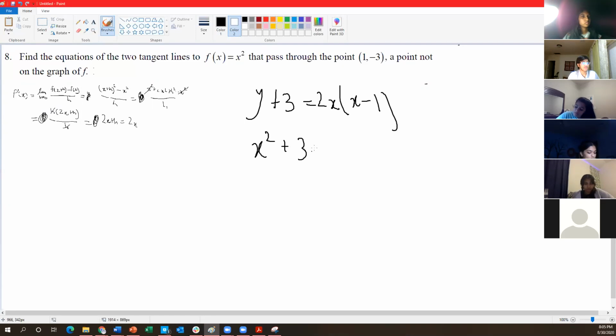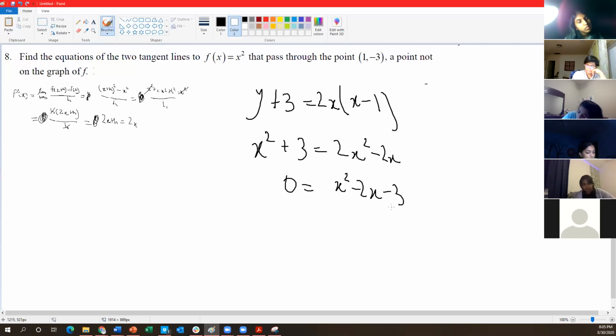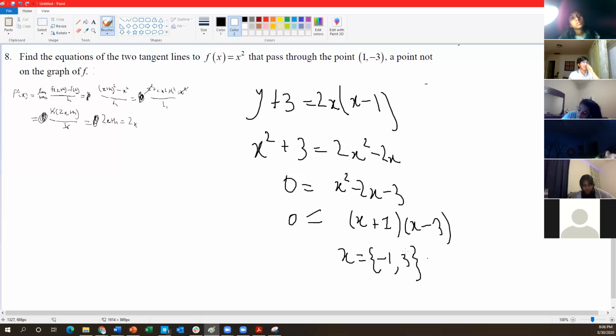So x squared plus 3 equals 2x squared minus 2x. And then we can say 0 is equal to, what? 2x squared, x squared minus 2x minus 3. Did I do that properly? And then that's equal to x plus 1 times x minus 3, I believe. So that means x is equal to negative 1 comma 3. That's our solution set for x.